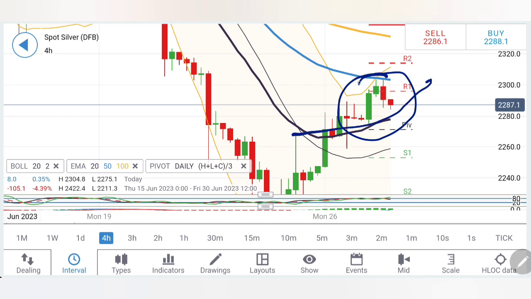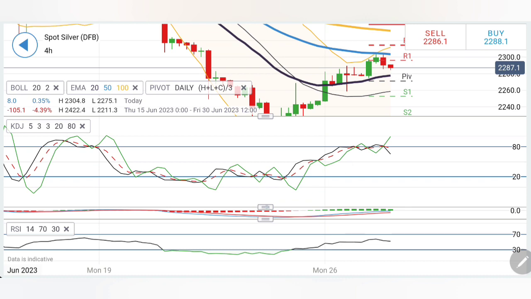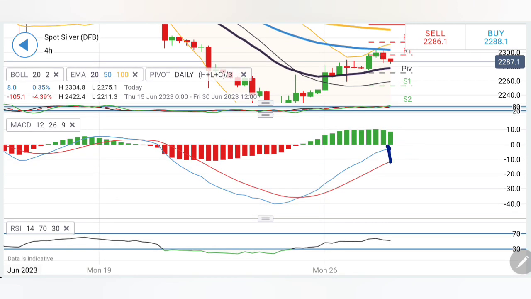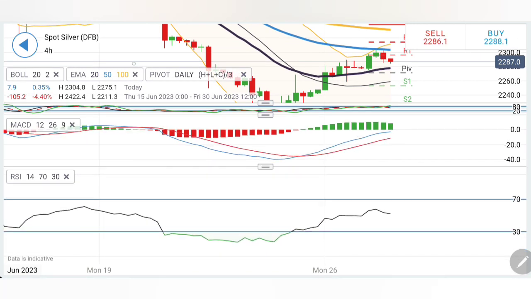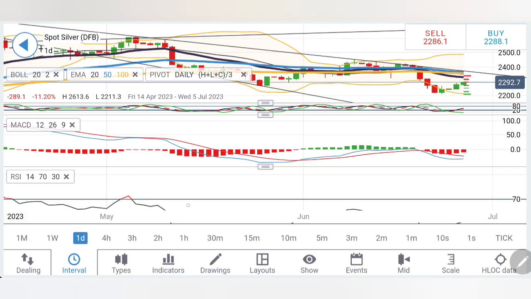You can see exponential moving averages have started to converge. Good sign for the bulls there. Stochastic has dropped here. The MACD is in green, willing to converge for a crossover. RSI is also almost trading flat.